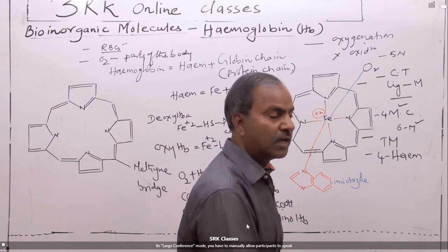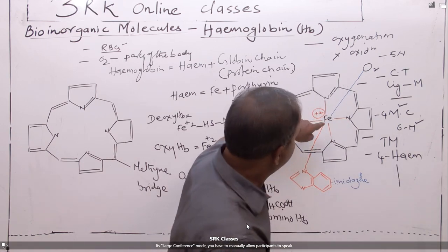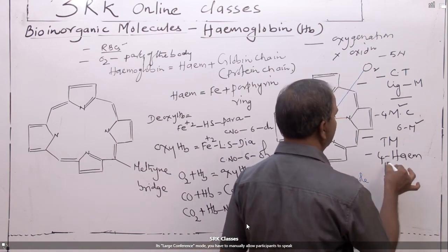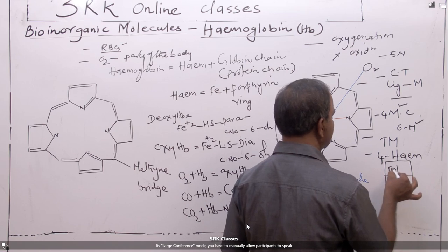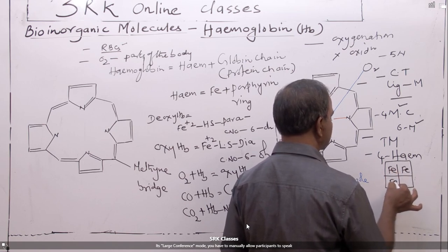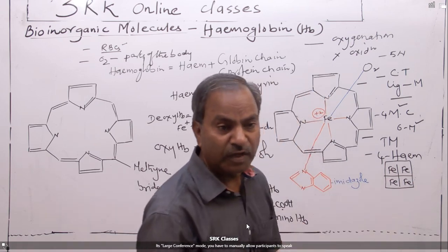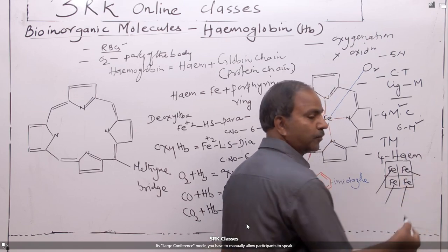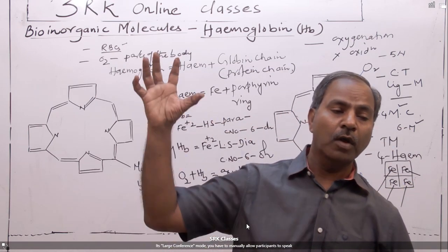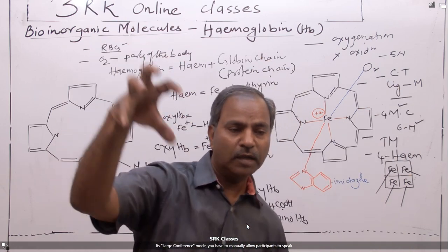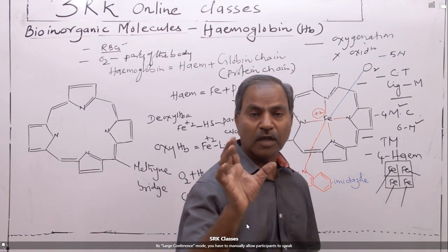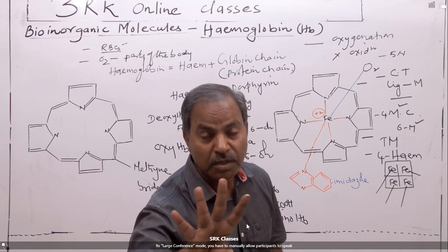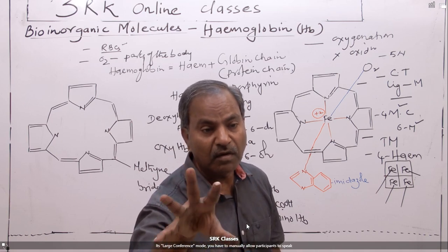Four heme units. That means four such units are there, and four heme units means iron plus porphyrin rings. Like this, four heme units are there. By this, we can consider that in each hemoglobin molecule there are four binding sites for oxygen. So the iron atoms are four. Therefore, four oxygen molecules can easily bond to the hemoglobin molecule. Each hemoglobin molecule carries four heme units, four iron atoms, and four binding sites for oxygen.